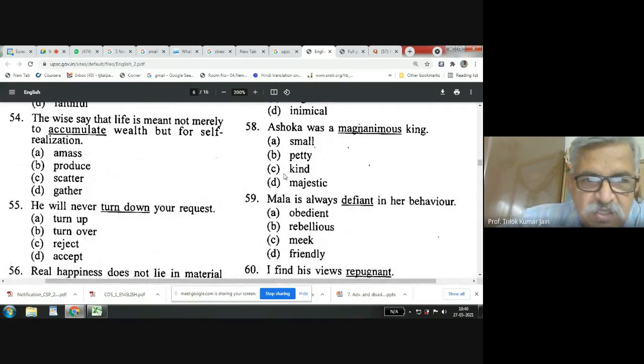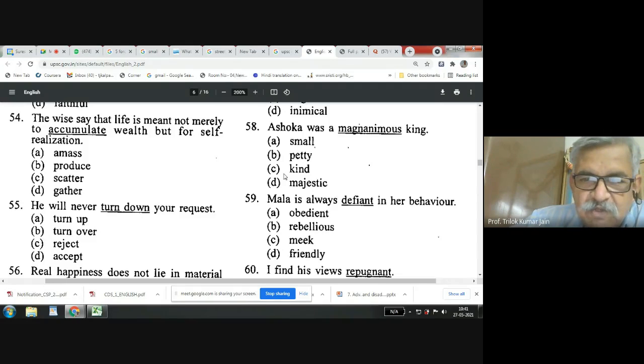The wise say that his life is meant not merely to accumulate wealth but for self-realization. So the opposite of accumulate is what? Scatter. Answer is C. Ashoka was magnanimous. The opposite of magnanimous is small. The answer is A. 55. He will never turn down your request. Opposite of turn down is accept. Answer is D.